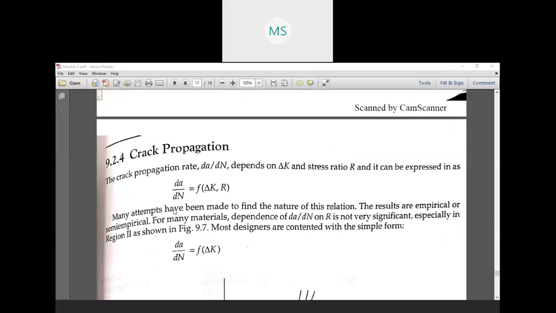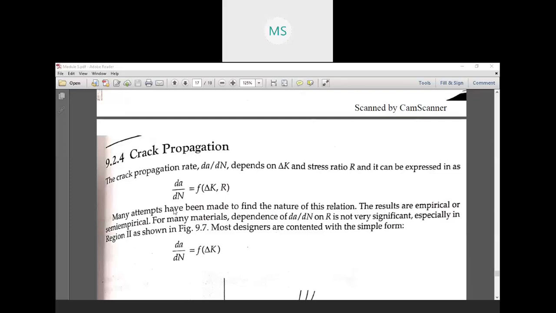Now we will see crack propagation. This is one of the last topics of your syllabus, and we have already discussed it in chapter 3, when we studied the variation of the crack propagation. If you remember, the various stages of the crack propagation, in which we studied three stages, and the second one is known as the Paris law. So here again they have discussed the Paris law.